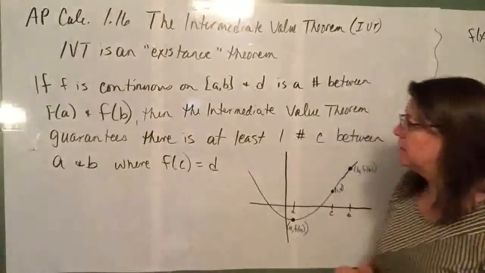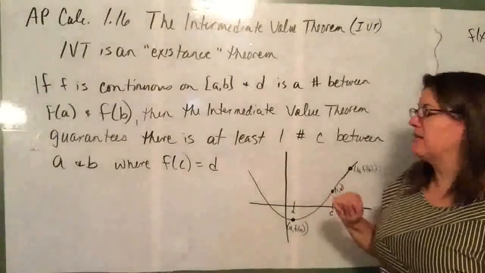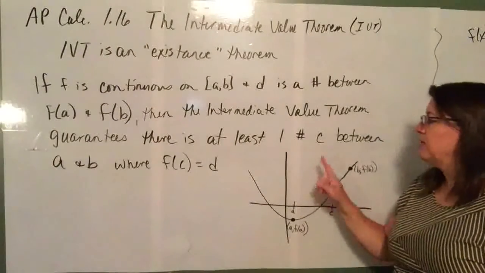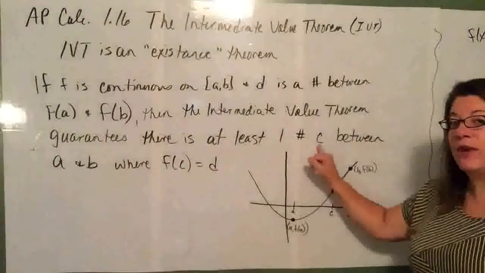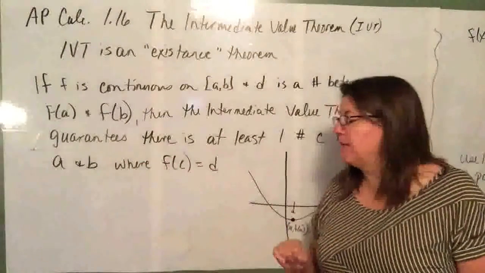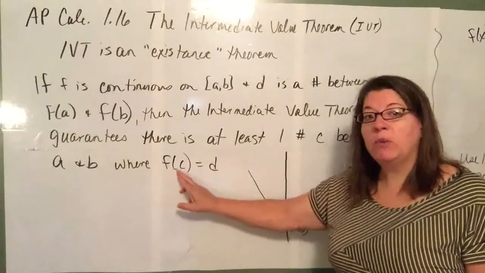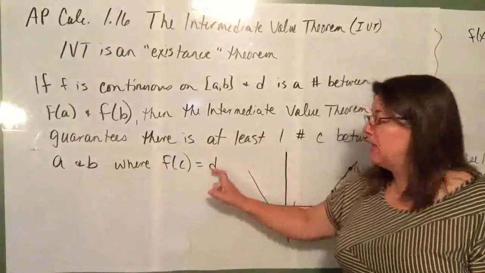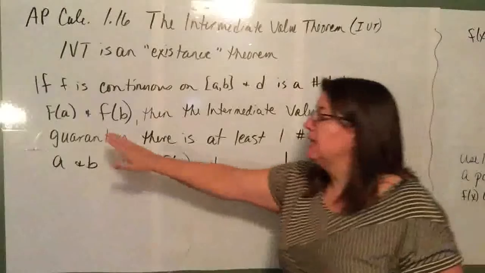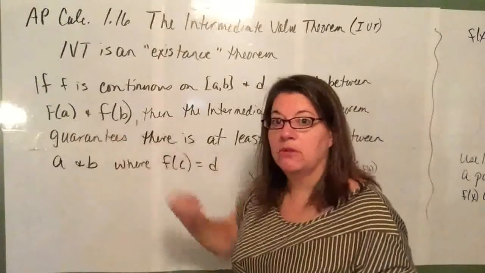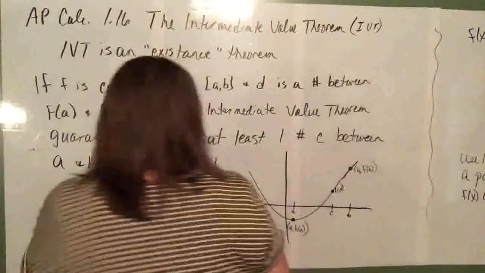So there has to be D, a number between those two y values, f(a) and f(b). Then the Intermediate Value Theorem guarantees that there is at least one number c between a and b. So c would be an x value between a and b, where f(c), the y value we get when we plug c into the function, equals that D value, the number that was between these two y values.